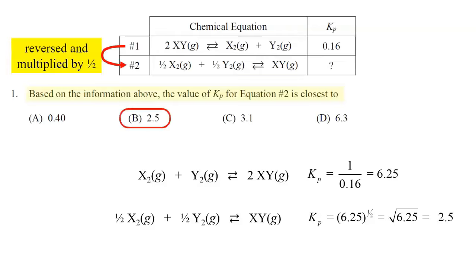And one of the essential knowledge statements says that when reactions are added together, the equilibrium constant K of the resulting overall reaction is the product of the individual K values for the reactions that were added together. So here we have equation number 3, and we need to determine how equations number 1 and 2 can be combined together to equal equation number 3.